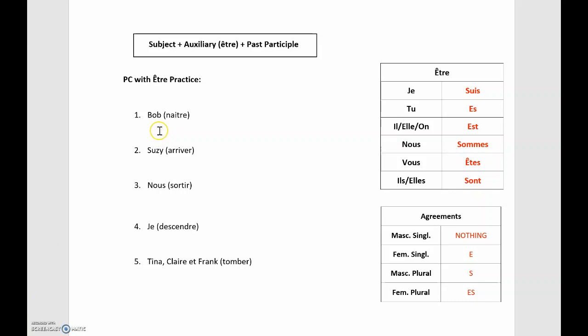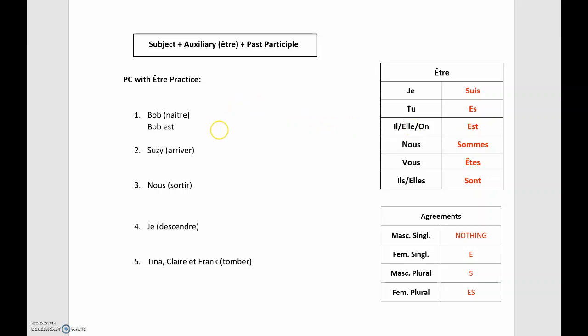So for number 1, I've got Bob, and then the verb that I have here is naître. And if you look back on your list of the Dr. Mrs. Vandertramp verbs, you'll know that naître means to be born. So here we are trying to say Bob was born, essentially. So by following our structure here, we know that we're still going to just start off with Bob. The subject is going to stay the same. Now, our auxiliary has to be être. So since I'm dealing with one dude, one person, Bob, that's like saying il, he. So être is going to become est, E-S-T.